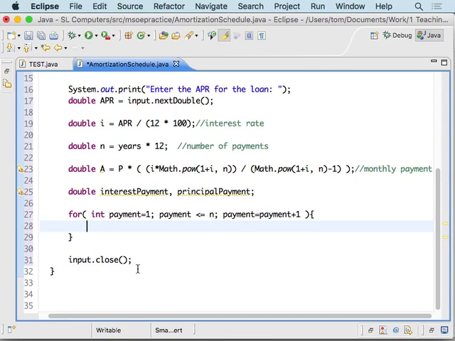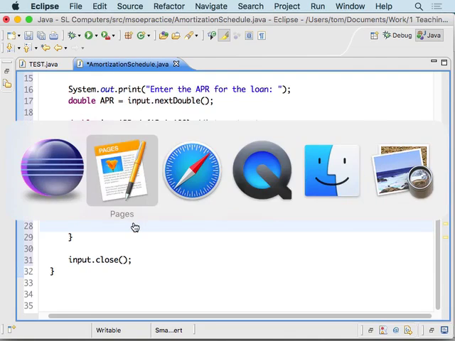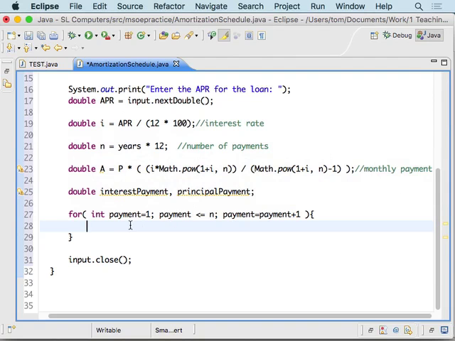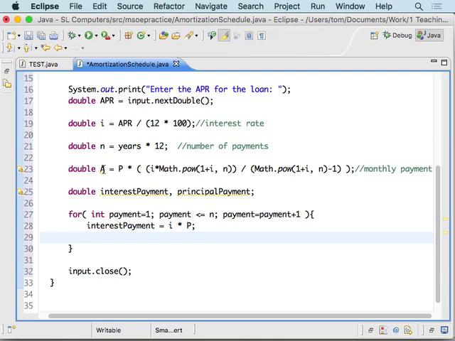Like I said, it's going to be kind of a confusing problem, but we're well on our way. So that line that I have highlighted says the amount of interest included in each loan payment is the current balance times the fractional interest rate. The way that I would write that in code is to say my interest payment is equal to I times P, my interest rate times the principal amount. Remember that A is the total amount that you're paying every month. And so my principal payment is equal to A minus the interest payment.